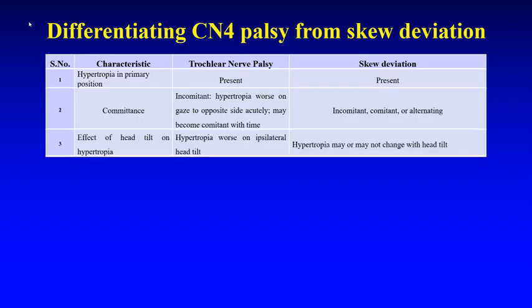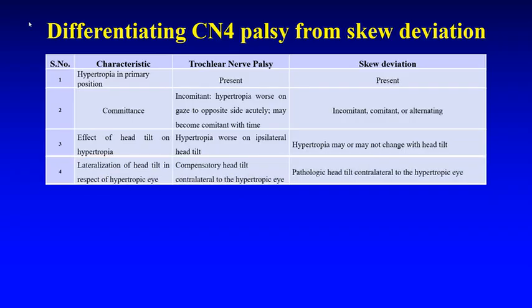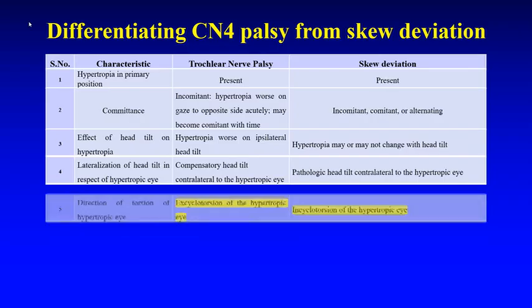Effect of head tilt on hypertropia. Hypertropia is worse on ipsilateral head tilt in trochlear nerve palsy. Hypertropia may or may not change with the head tilt in skew deviation. Lateralization of the head tilt in respect of the hypertropic eye: the compensatory head tilt is contralateral to the hypertropic eye in trochlear nerve palsy. In skew deviation, the pathologic head tilt is contralateral to the hypertropic eye.